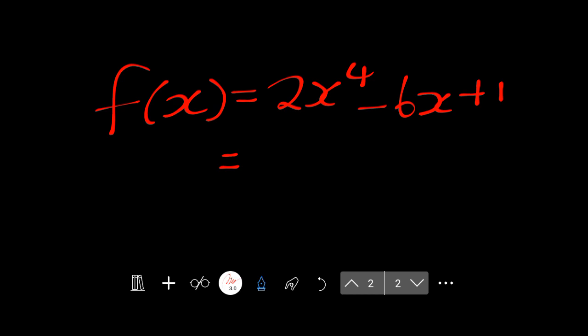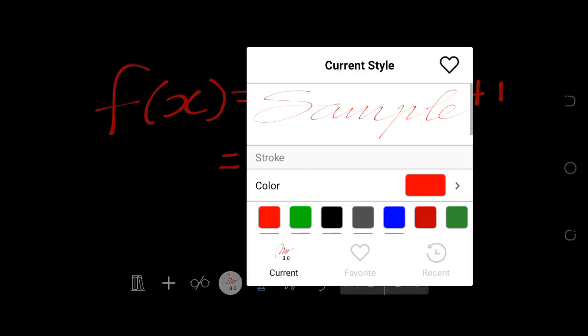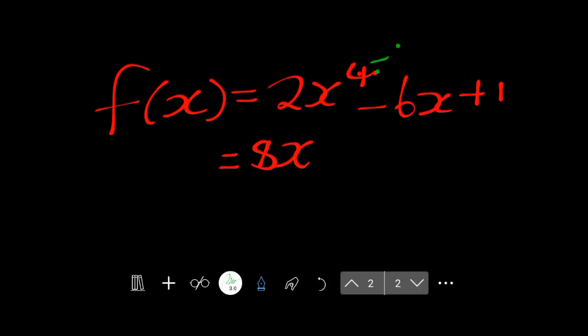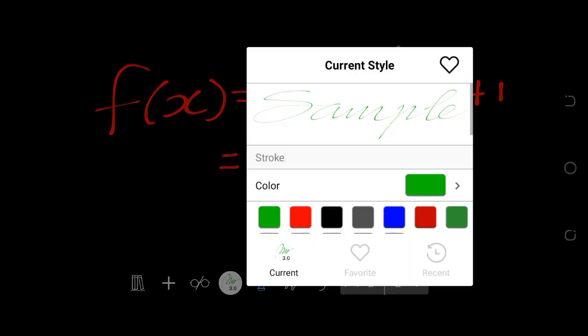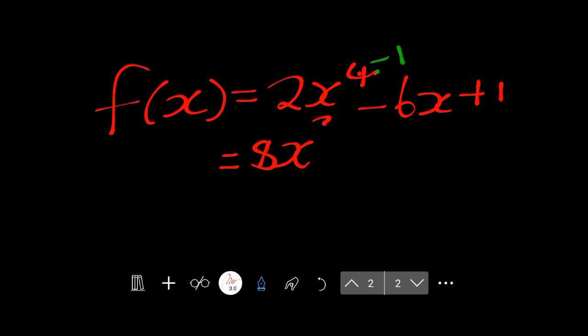we use times and take. So times and take. So it will be 2 times 4, 4 times 2 we get 8x. And then we'll take away 1 from 4, we'll remain with 3. Okay? So this will be power 3.